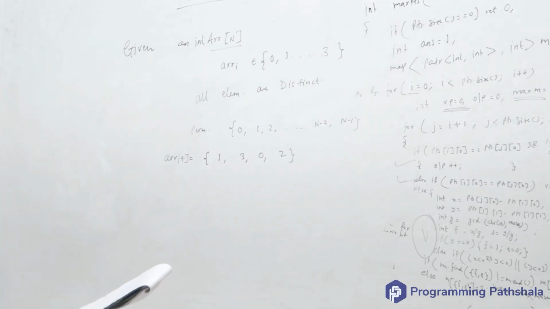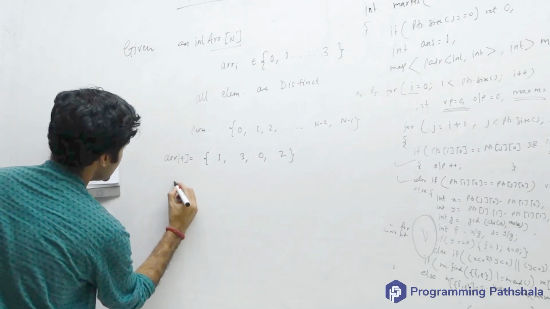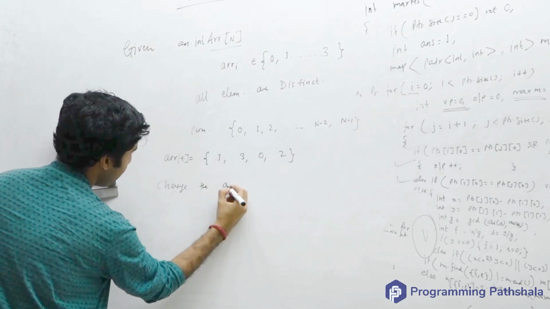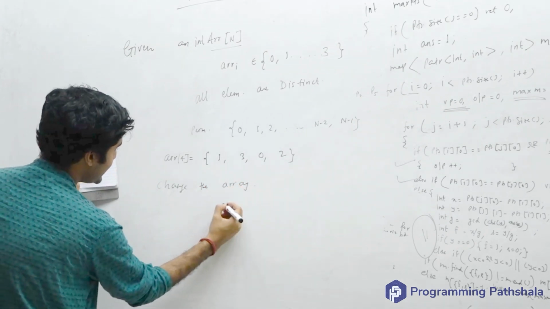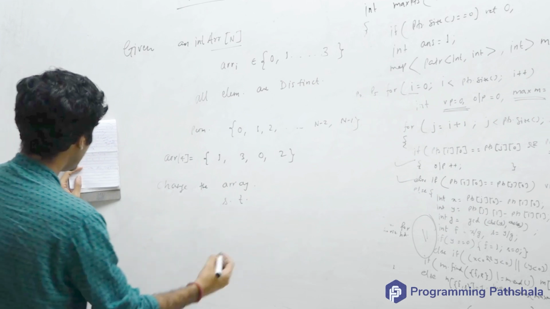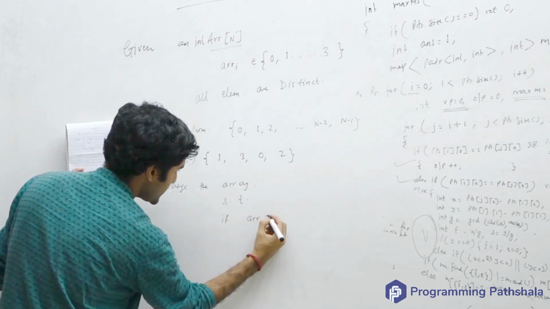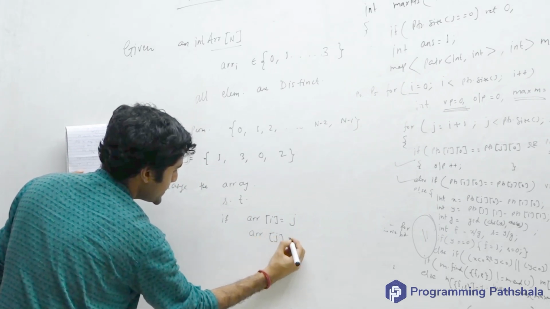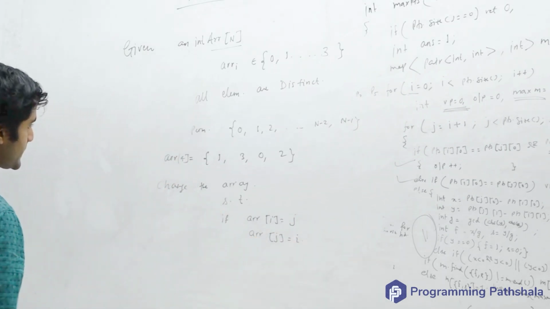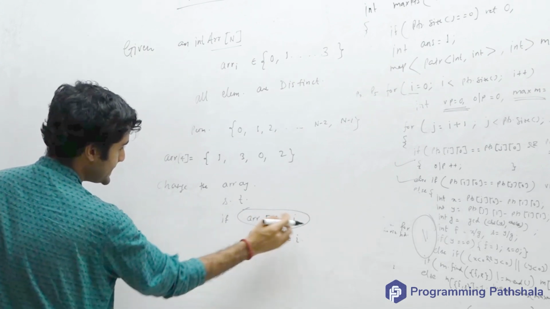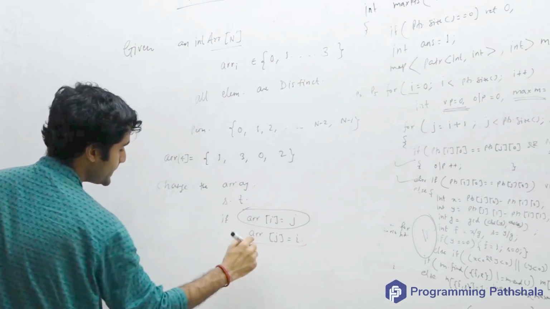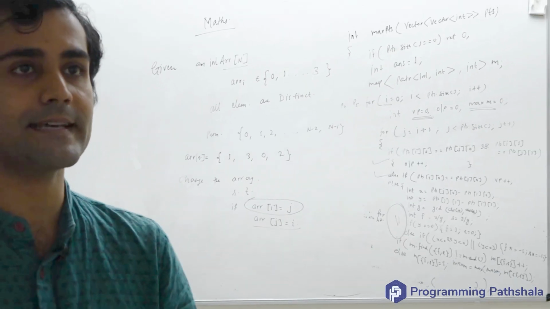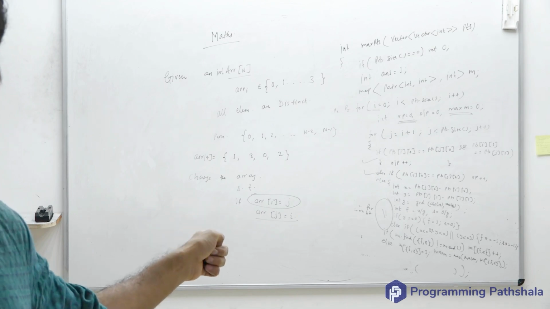Now the question wants you to change the array in such a way that if array i is equal to j, then array j should be transformed to i. If array i is j, then you should transform the array so that array j now becomes equal to i. This is what is expected. So read through this statement again.